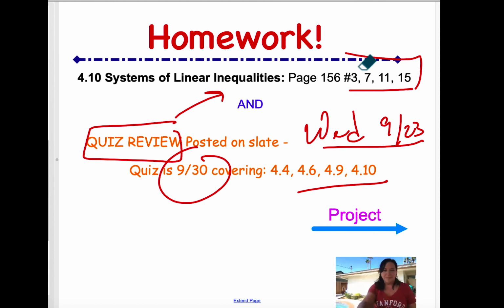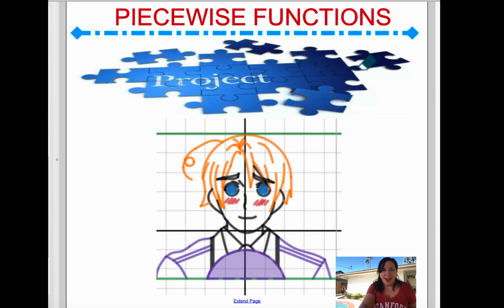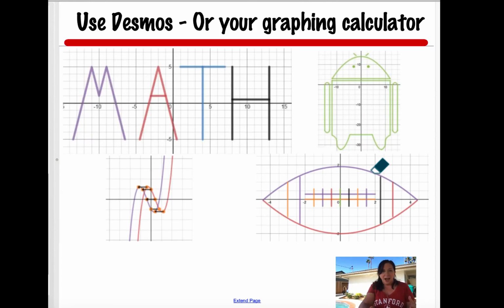Let's talk about that. So piecewise functions, obviously, this is a little bit more advanced than what I'm expecting from you. I am asking for a piecewise project, and I'm not necessarily asking for a function. That means that you could be creative. You're going to use Desmos. You could write your name. Obviously, that's not going to be a function, right? So I want you to have fun with this. I want you to be creative.